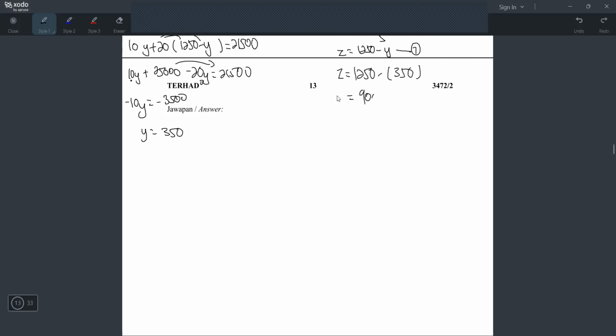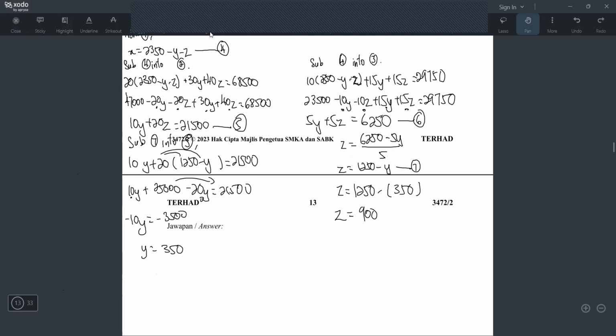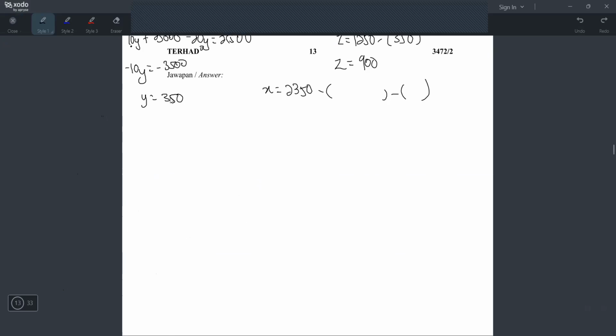And finally, you can find your x also. You substitute inside the fourth equation, right? Because that's the equation that can take y and z to find x, right? So I will just write here, x equals 2350 minus y minus z, right? It comes from this equation. So now we just substitute. Y is 350, z is 900. So time to press calculator. 2350 minus this. Okay, my calculator gives me 1,100. Okay, so that would be the answer.